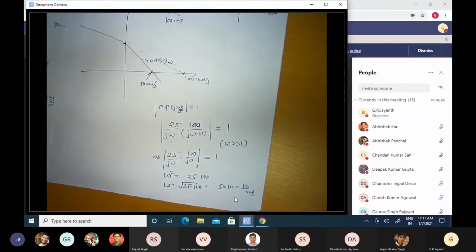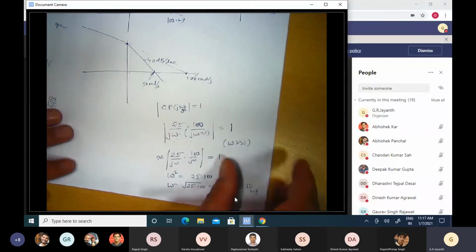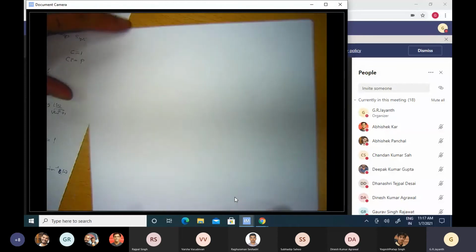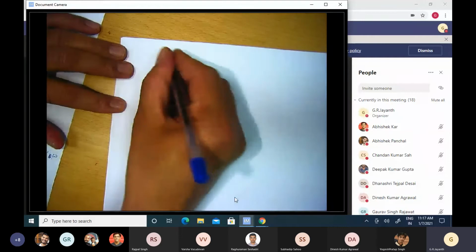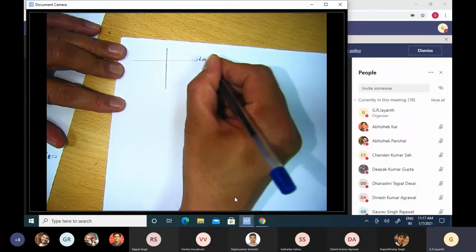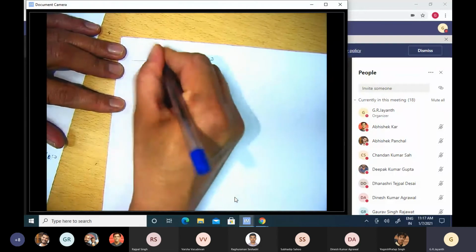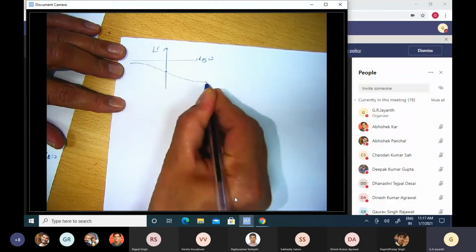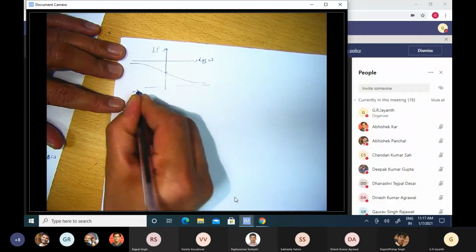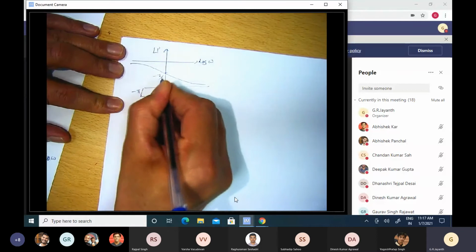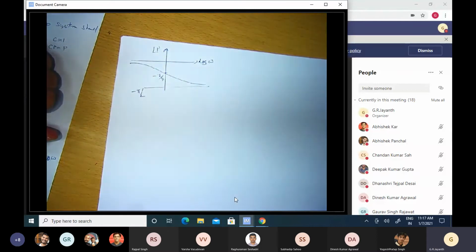Okay. What about the phase plot? The phase plot, once again, is a summation of the phase plots of the plant and the controller. What is the phase plot of the plant? We drew it earlier: log omega, this angle of P. The phase was minus pi by 4 around 1 radian per second, and it asymptotically approached minus pi by 2. This was how the phase plot of the plant looked.